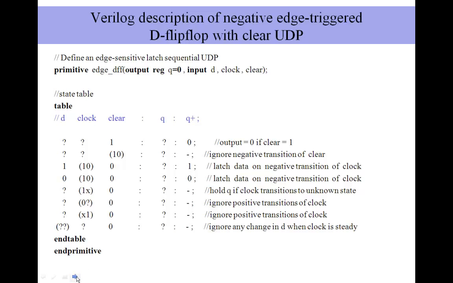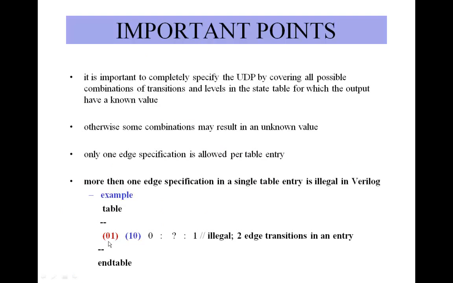So more than one, they cannot have transition like this. Here some input is transiting from 0 to 1. Here another input is transiting from 1 to 0. So like that, two transitions are there in a row, which is illegal. So Verilog will not permit that one. So this is another point that we have to remember.